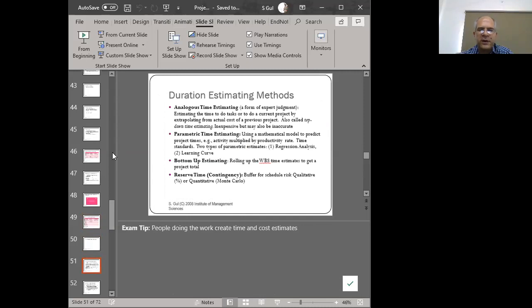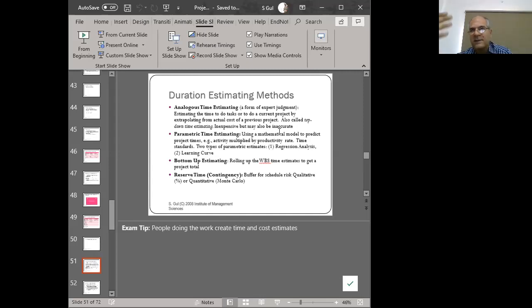It's a buffer for scheduling for the risk, right? For the unforeseeable, right? So that's your reserve time. So analogous estimation is a form of expert judgment. Estimate the time to do a task or a current project by extrapolating from the actual cost of a previous project.